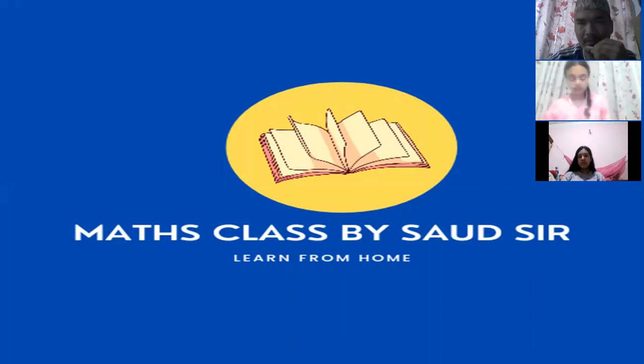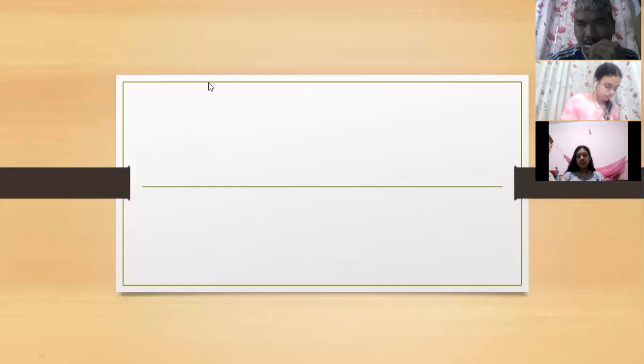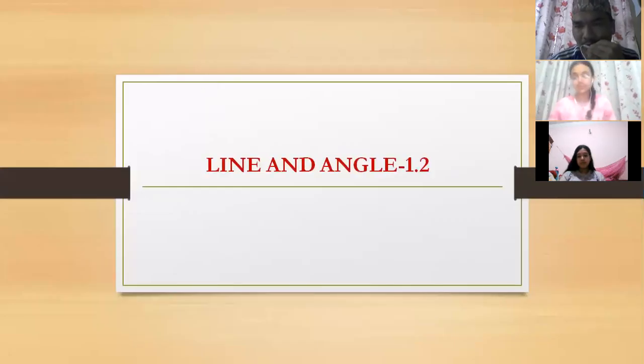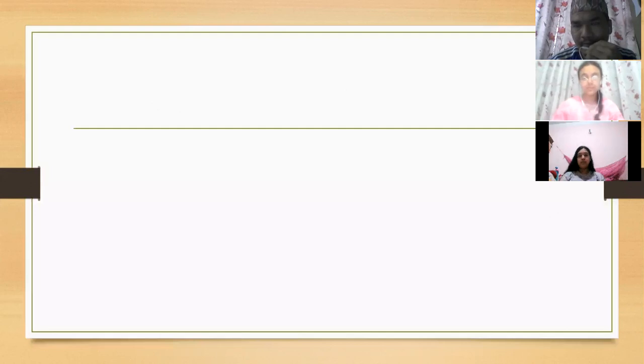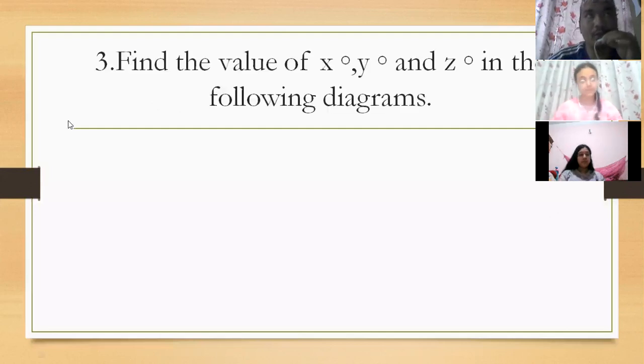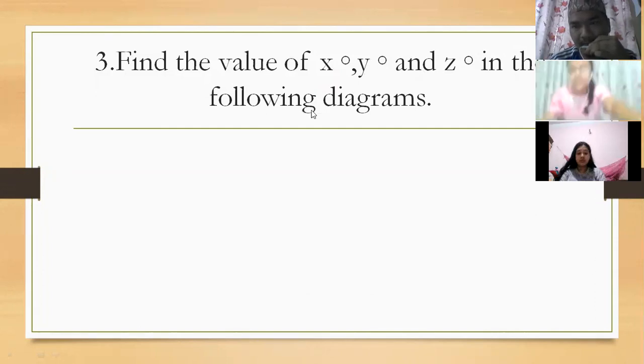Okay, and this is the second exercise. As Simran told, we have only learned one period from this exercise, and this is the second period of the second exercise one. Here we are going to learn about question number 3, where x degree, y degree, z degree are missing, and we are going to find them.